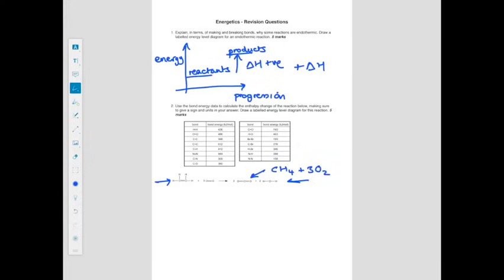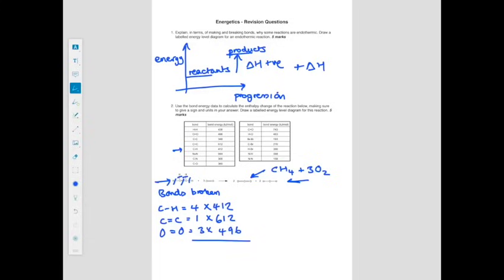So let's have a look at the bonds broken first of all. And so just start by listing the bonds. So we've got CH, and how many do we have? Well, we've got 1, 2, 3, 4, and I do like to cross them off to make sure I've got them all. Then look into the table, and it's 4 times 412. Then we've got 1 CC bond, which is 612. And then we've got 3 lots of the oxygens, so that's 3 times 496. Use your calculator to add it all up.